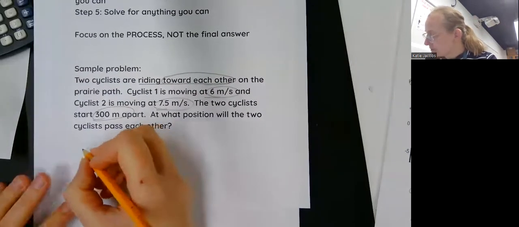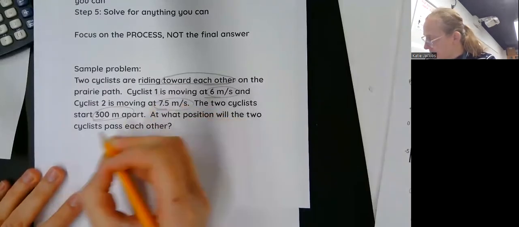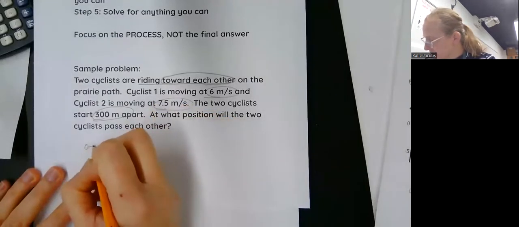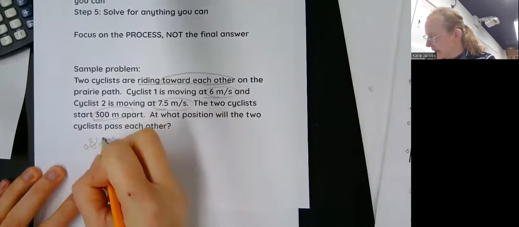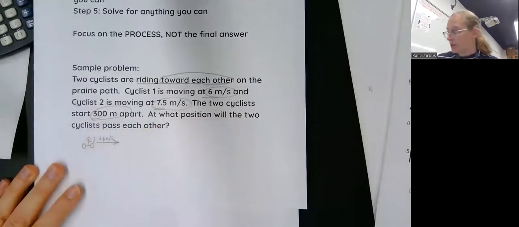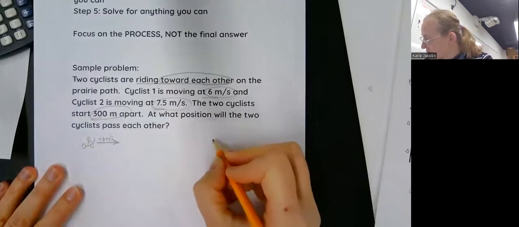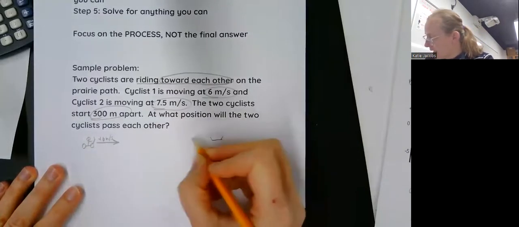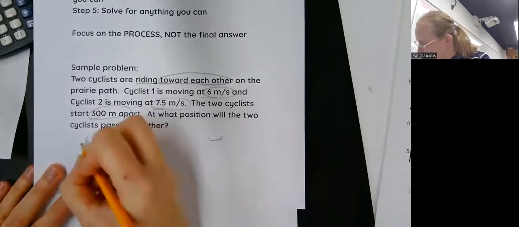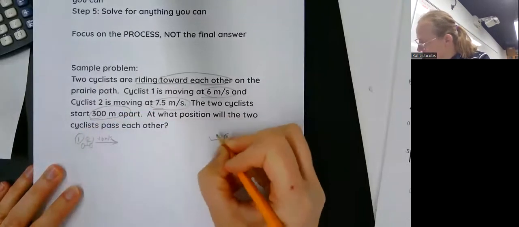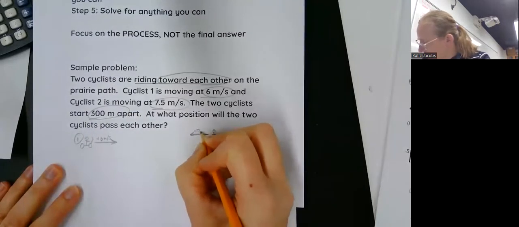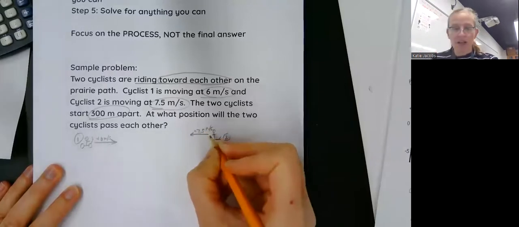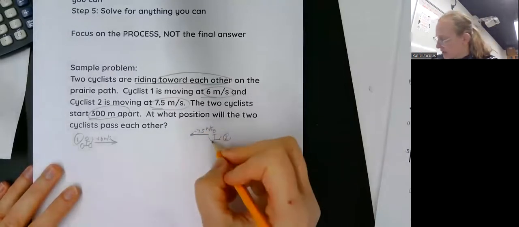Step one is to draw a picture. I'm going to have cyclist 1 starting here and moving to the right at 6 meters per second. And I'll put a positive in front of that since he's moving to the right. I'm going to have cyclist 2 start over here and move towards cyclist 1. This was cyclist 1. This is cyclist 2. He's moving at not just 7.5 meters per second, but negative 7.5 meters per second, because he's moving to the left.